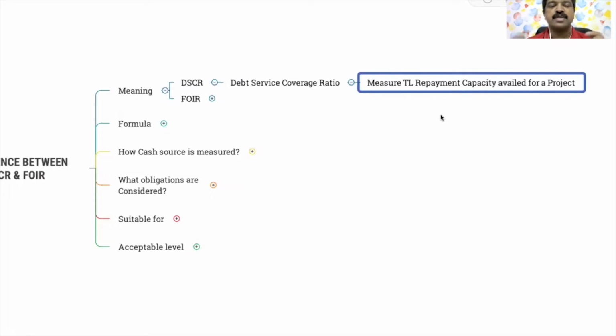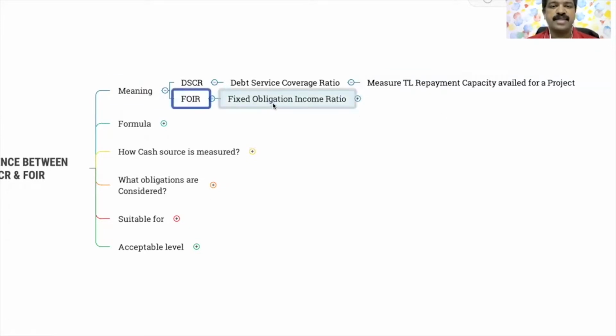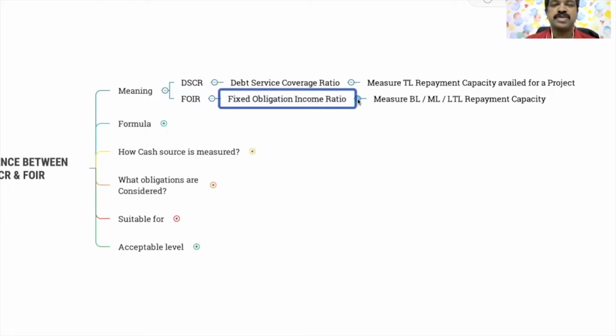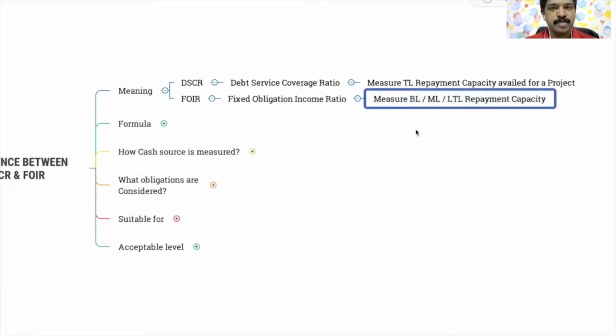So, what is the focus? The focus is measuring repayment capacity of the borrower. Then what is FOIR? FOIR stands for Fixed Obligation Income Ratio. And here also the bank is going to measure the repayment capacity, but here it is measuring the repayment capacity of the borrower with reference to a business loan, a mortgage loan, or a long-term loan. But both the ratios basically measure repayment capacity.